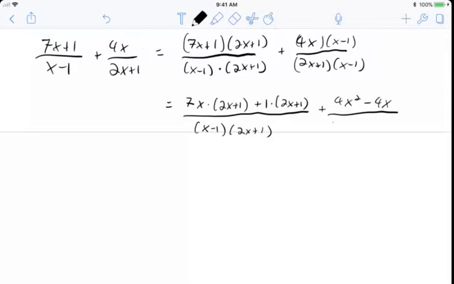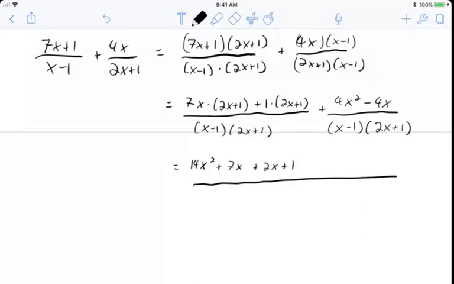So if you can find the mistake in the previous thing, I'll give you a present. Alright, so this one is 14x squared plus 7x plus 2x plus 1. And you can add these two together because they have the same denominator. 4x squared minus 4x. The denominator is x minus 1 times 2x plus 1, and the numerator is 18x squared plus 5x plus 1.